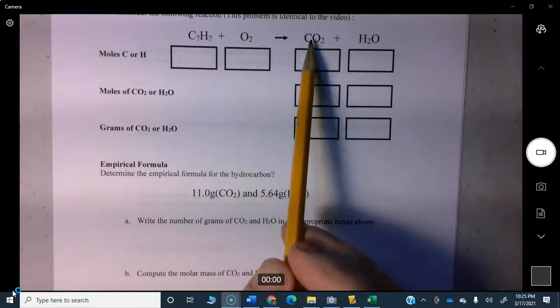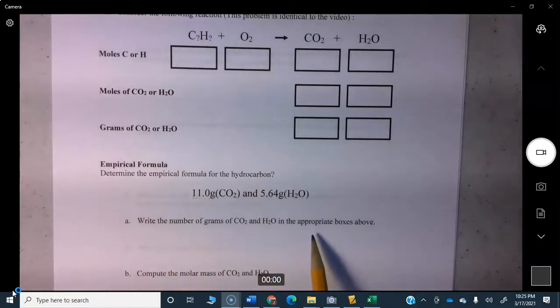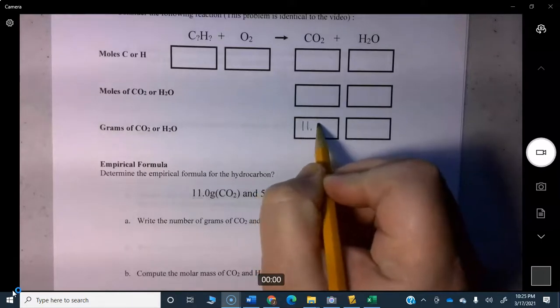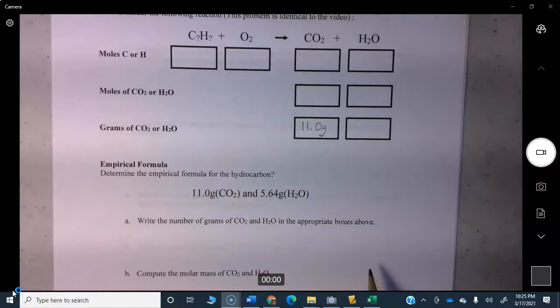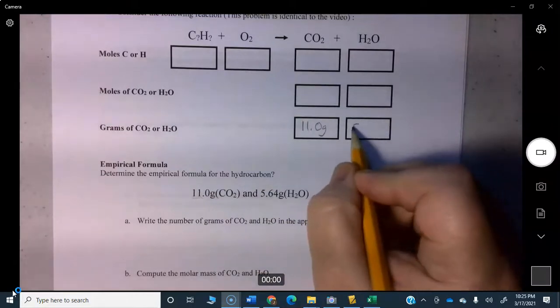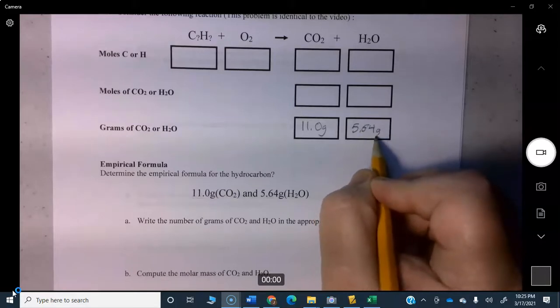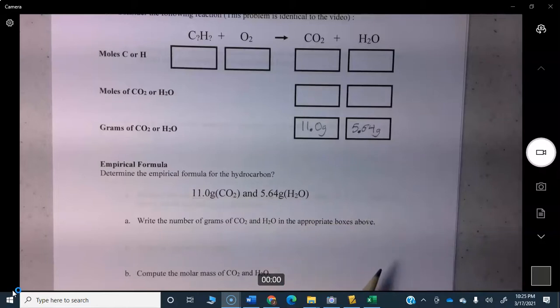It says write the number of grams of CO2 and H2O in the appropriate boxes. So this one's going to be 11.0 grams. It's in the CO2 column there. And 5.64 grams of water. All right, so there we go.